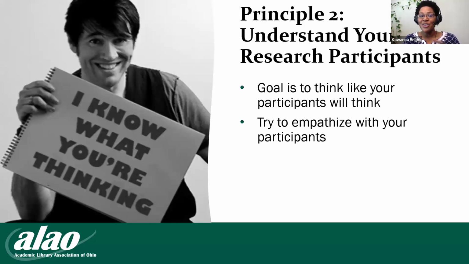Now, principle two is to make sure you understand who your research participants are. You want to try to think like them. And that means you're looking at the questions and you're thinking through, how do I think they'll answer this question? Because that's going to impact the types of questions you ask and the responses that you're actually giving them to choose from. You also want to try to empathize with them.